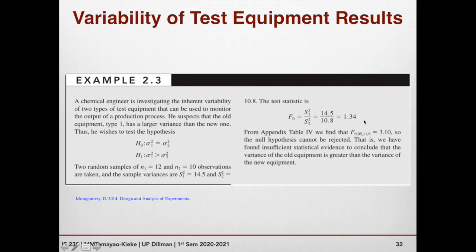Which means that our test statistic does not fall within the critical region. Therefore, we cannot reject the null hypothesis. So that means we have found insufficient statistical evidence to conclude that the variance of the old equipment is greater than the variance of the new equipment.